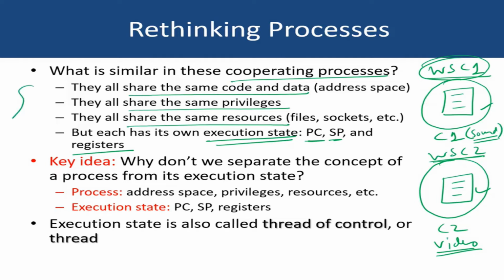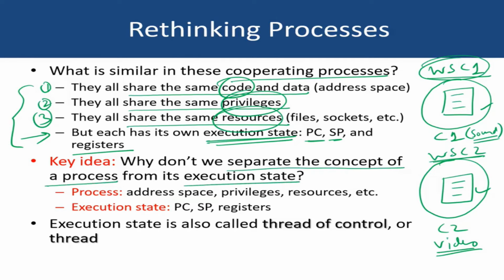Going back here, out of these 4 bullets, the first 3 properties of the process, the code, the privileges, and the resources, are the same across all the child processes. But the last one, the 4th bullet, the execution state, is different. And therefore, if we are somehow able to separate the concept of a process from its execution state, we may be able to save the overhead of creating a new copy of the process every time there is a new client request. And this is the key idea behind threads.